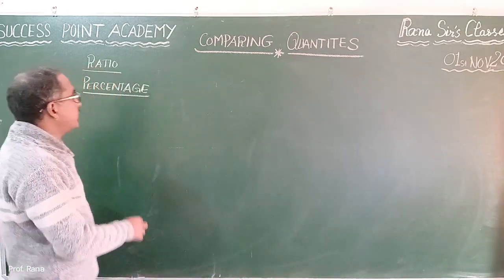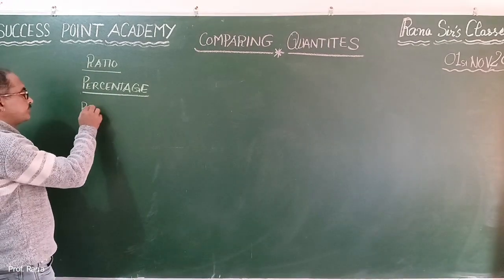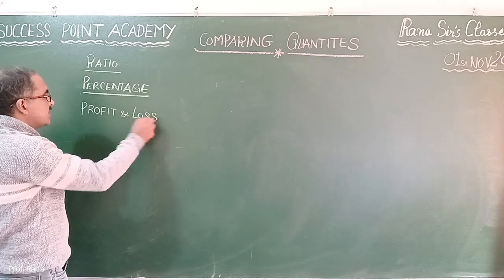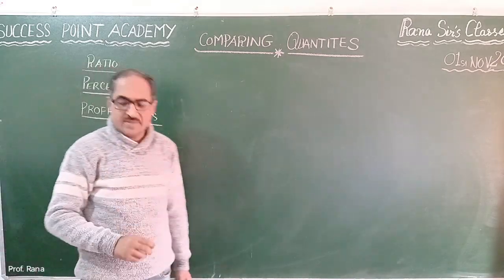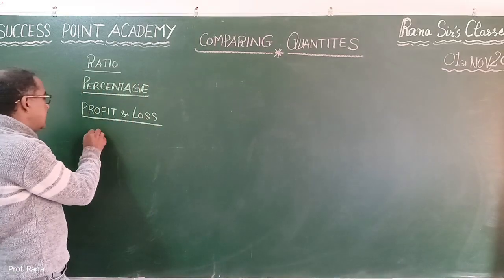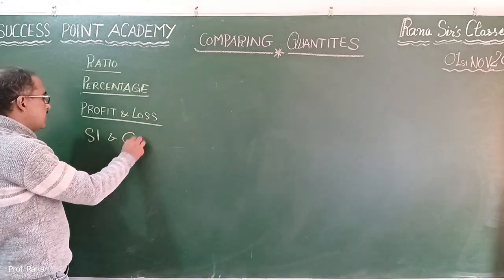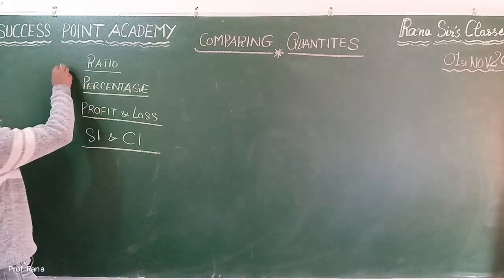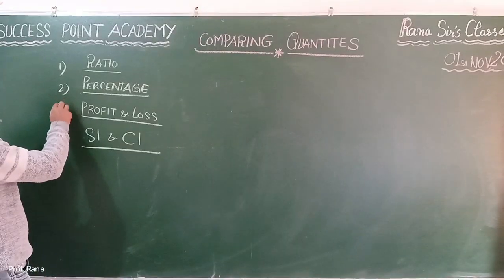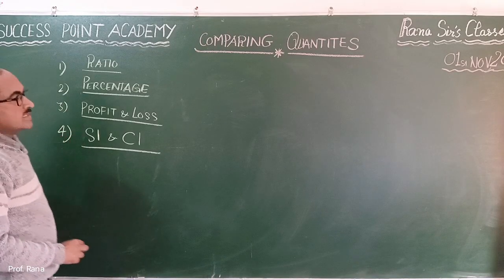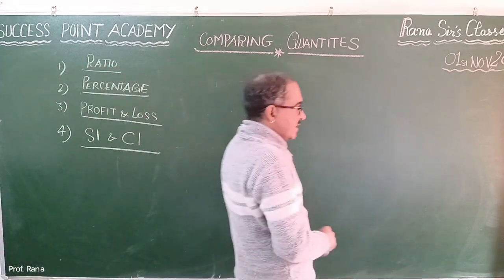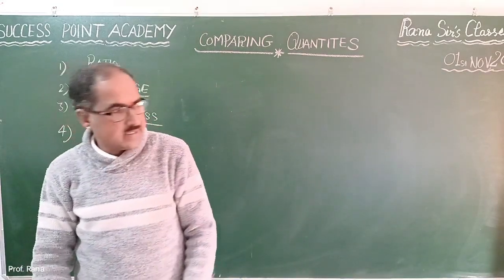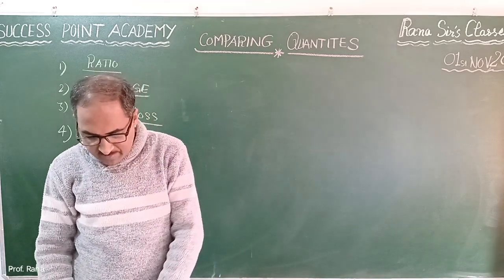Then we have profit and loss. And then we have simple interest. And at last we have compound interest. Right? These 4 topics are covered under the main head, that is comparing quantities. So it's a very easy topic and you will feel comfortable after going through this topic.